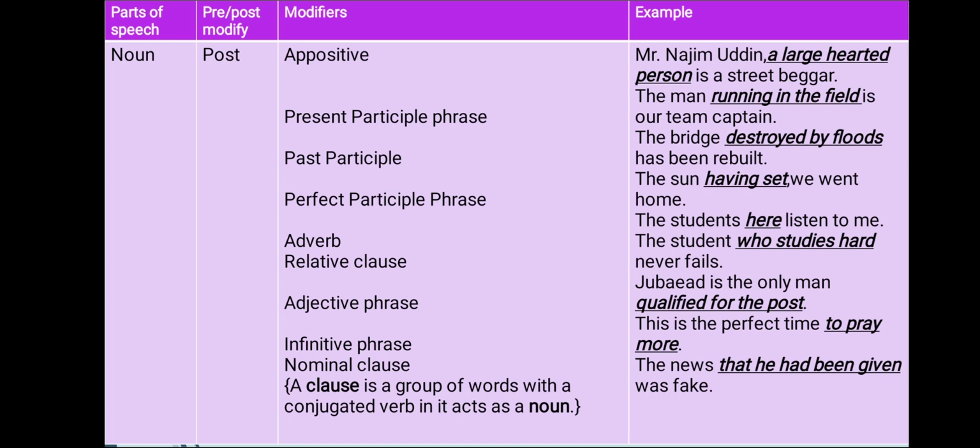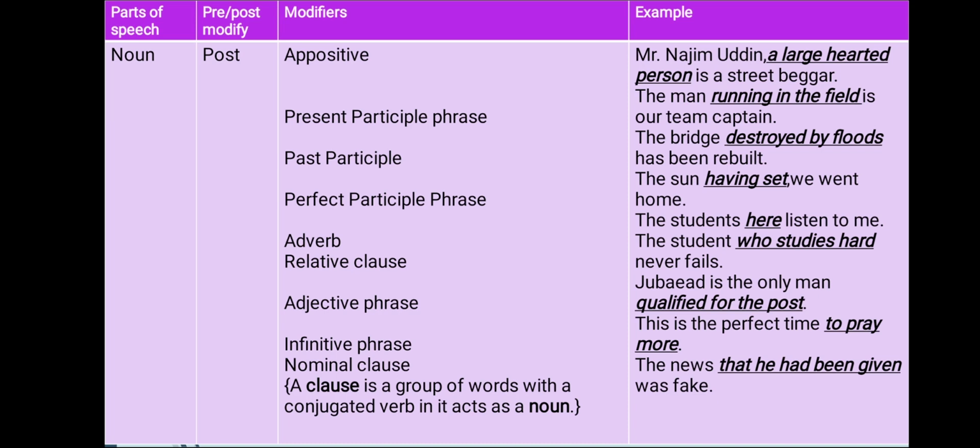appositive here. Present participle phrase. The man running in the field is our team captain. Here, running in the field is the present participle phrase post modifier in the sentence. Again, past participle phrase. The bridge destroyed by floods has been rebuilt. Here, destroyed by floods is the past participle phrase in the sentence to post modify the noun.